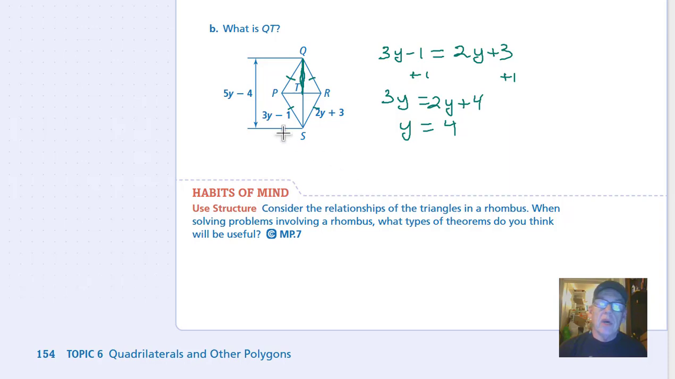Okay. Now, out here, they're telling us that this total distance between Q and S is 5 times y minus 4. Now, if y is 4, we have 5 times 4, which is 20. Take away 4, which gives us 16 for this distance here. And it wants to know what QT distance is. QT, this PR diagonal bisects the QS diagonal, which is 16 long. So it must be half of 16, which is 8. That's the answer for that one.